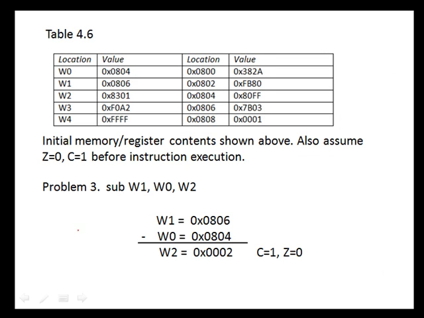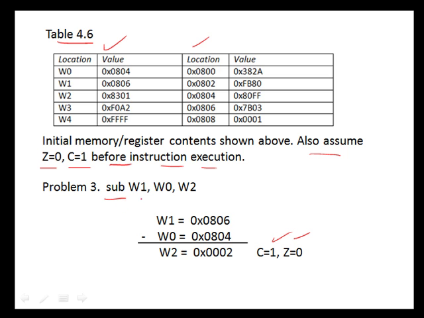Problems 1 through 34 give individual instructions and want you to give affected memory locations and/or register contents after the instruction has been executed. They also want you to give new values for the carry and zero flag after the instruction has been executed. Table 4.6 gives initial memory and register contents. It also says to assume that the zero flag is a 0 and the carry flag is a 1 before the instruction is executed. So let's get started.